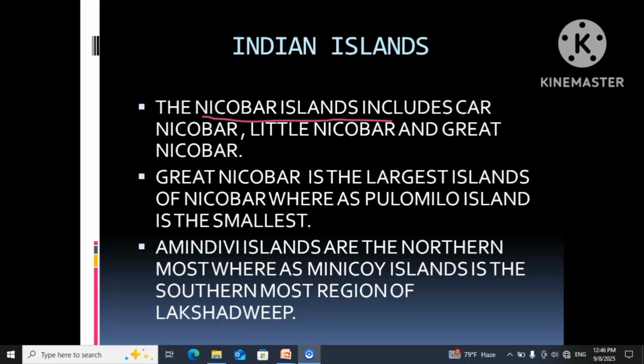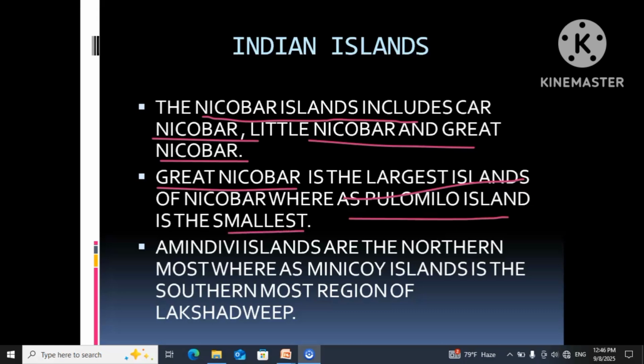The Nicobar Islands include Car Nicobar, Little Nicobar, and Great Nicobar. Great Nicobar is the largest island of the Nicobar Islands, whereas Pilomilo Island is the smallest.